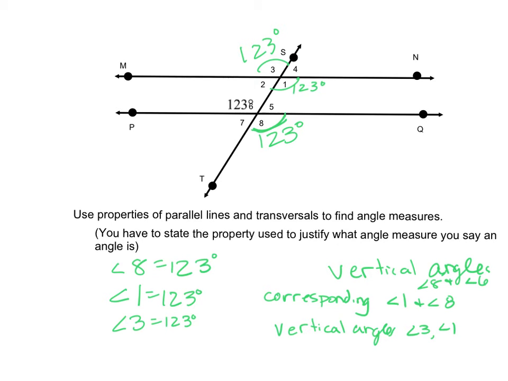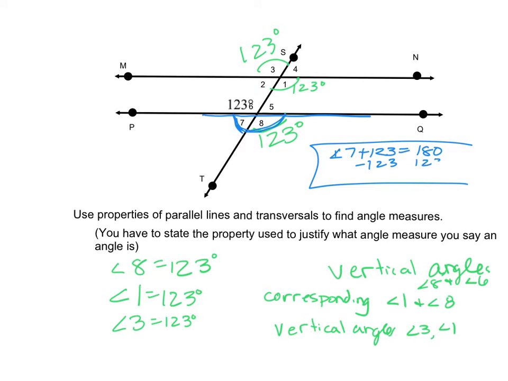My alternate and exterior angles are the same, so I'm going to have to actually do some math now. Oh my gosh. All right, I'm looking at angle 7 right now, and I see angle 7 and angle 8 add up together to make a straight line. So I'm going to use this space over here for my math. Angle 7 plus 123 equals 180. I'm going to subtract 123 from both sides. So I know angle 7 is 57 degrees. I know that because angle 7 and angle 8 are supplementary.